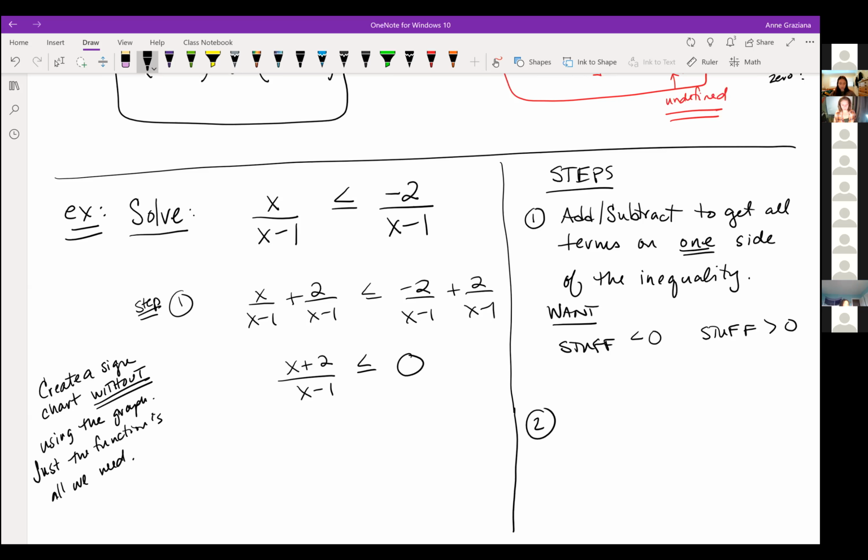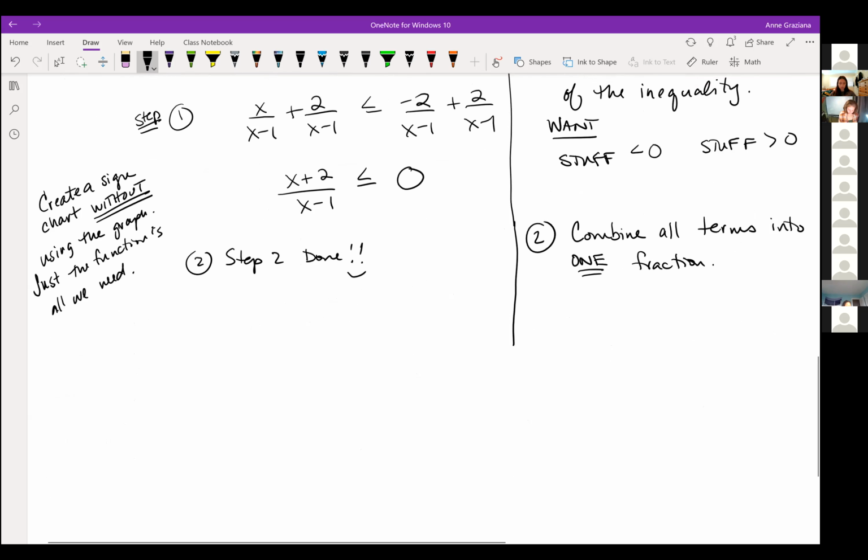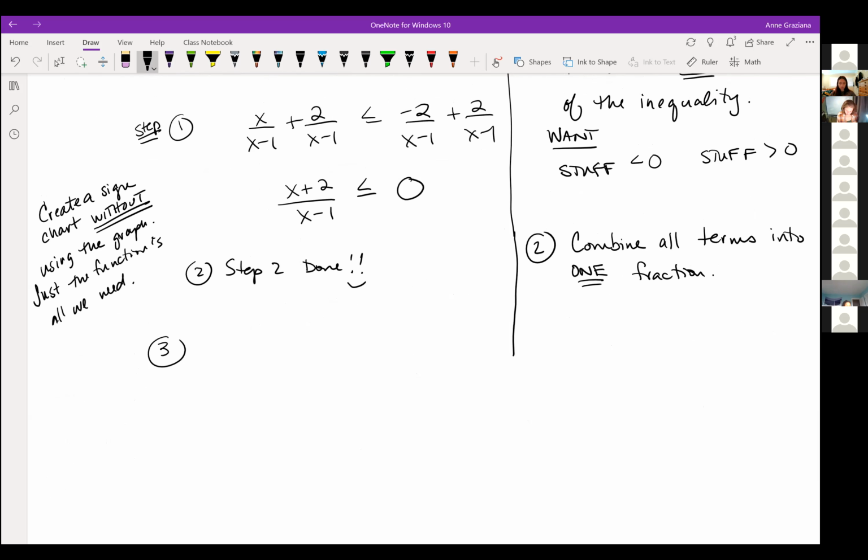All right. So number 2, what do we do next? All right. Well, I'm going to put in here, combine all terms into one fraction. But that's already done for us. This part, step 2, is done. All right, we already have it in one fraction. All right, step 3.